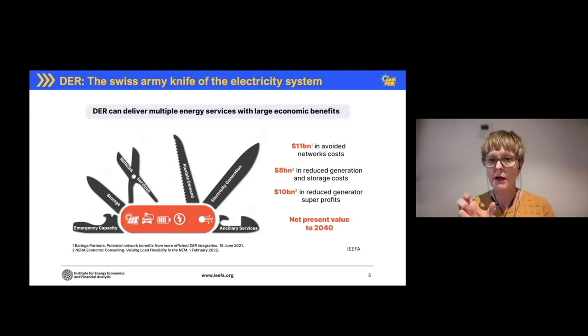And then it's really nice, the sleeping duck modelling was done a couple of years ago, and we've now got a number for how much you could reduce the super normal profits in that 4 to 8 PM peak. NERA gave a number of $10 billion there, which obviously would be significant for consumers' bills.